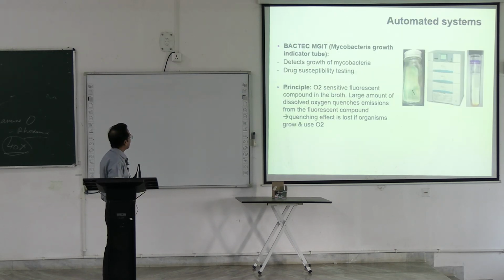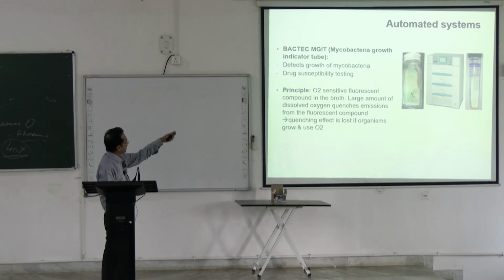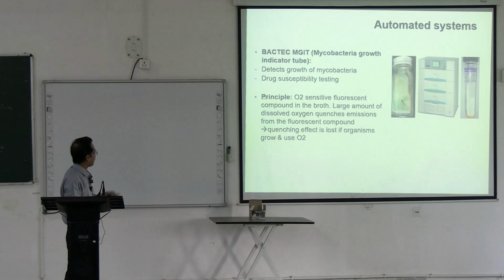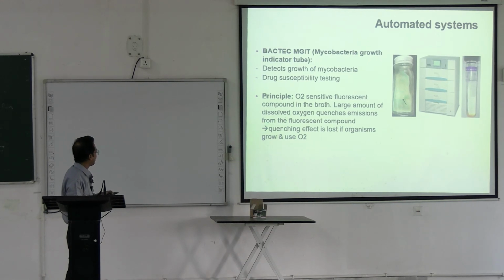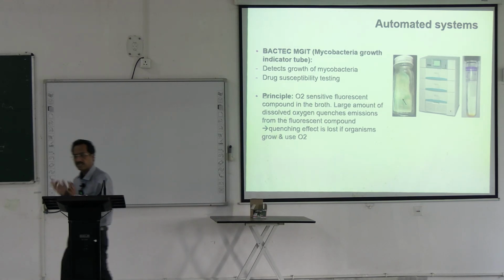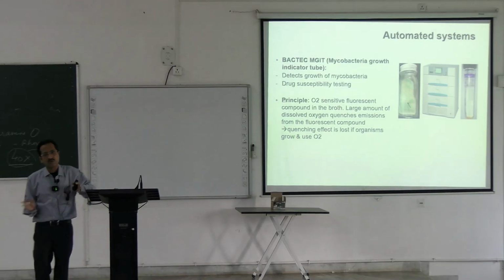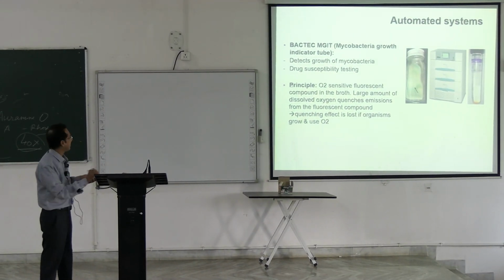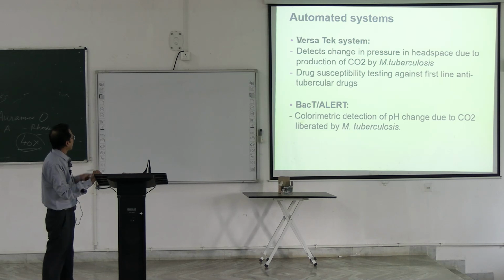MGIT tube, mycobacterial growth indicator tube: an oxygen sensitive fluorescent compound in the broth, and a large amount of dissolved oxygen quenches the emission. The quenching effect is lost if the organism grows and uses oxygen. Being a strict aerobe, tuberculosis will use the oxygen and that will give the fluorescence. Other systems are VersaTREK and BacT/ALERT.